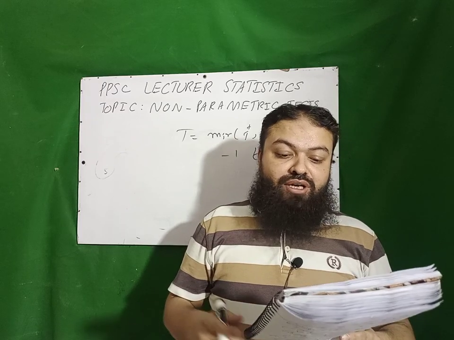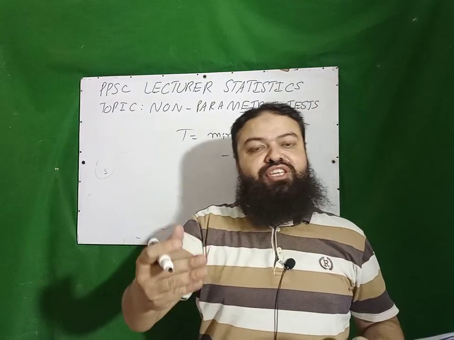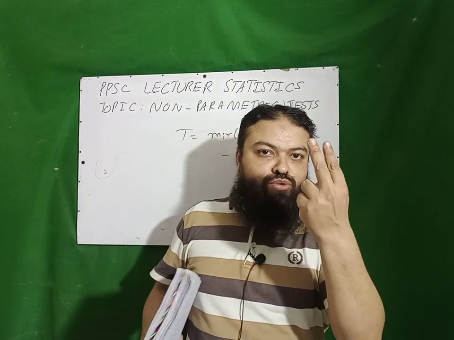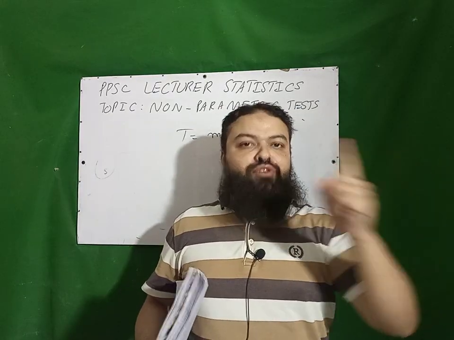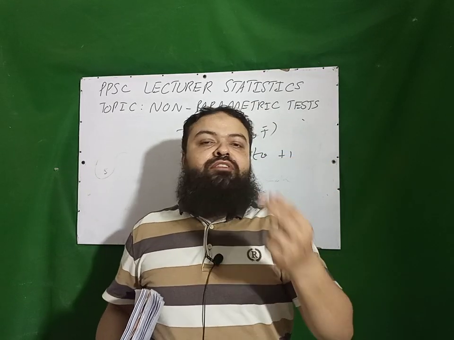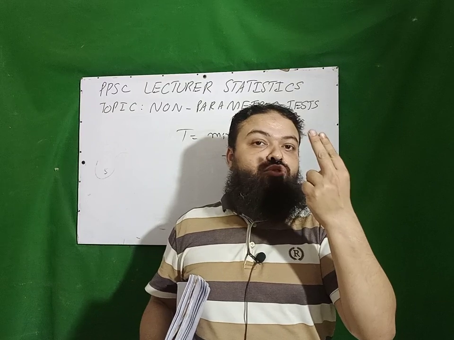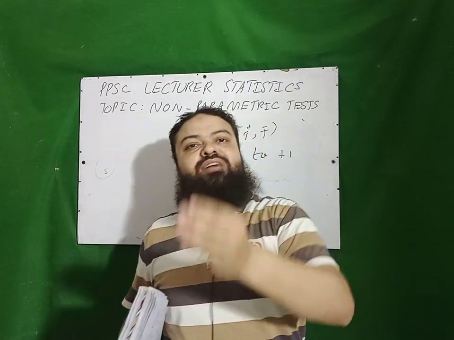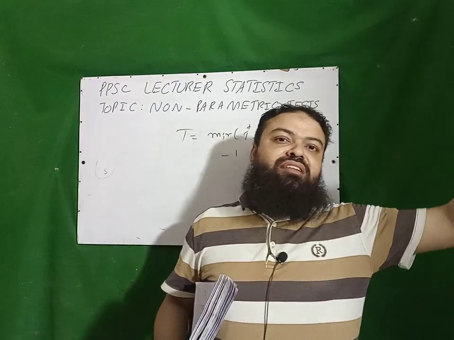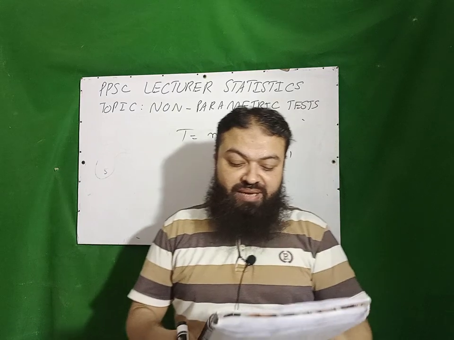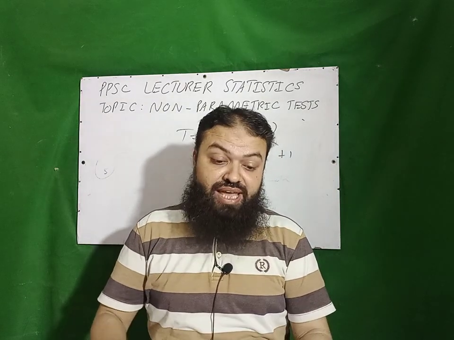Next is, for comparing 3 or more medians, we use Kruskal-Wallis H test. As I told you, in parametric, for 1 mean, we use Z or T, and for 2 means, we use Z or T. If I talk about non-parametric, for 2 medians, we use Mann-Whitney U test. For 3 or more medians, we use Kruskal-Wallis. But in parametric, we move towards analysis of variance. Next is, Kruskal-Wallis formula is based on ranks.